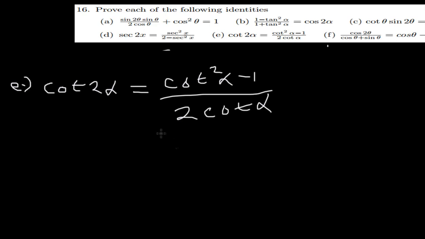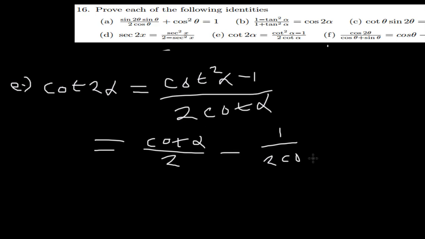So first of all, we can divide this cot into cot and this cot into 1. So meaning I'm going to have something like this. 2 cot alpha into cot alpha there, you're just going to remain with 1 cot alpha on top, and then everything divided by 2 minus 1 over 2 cot alpha.